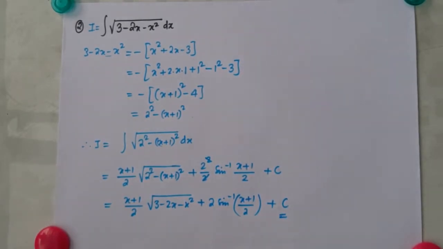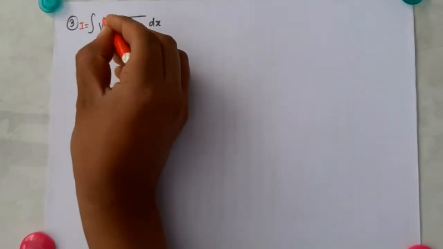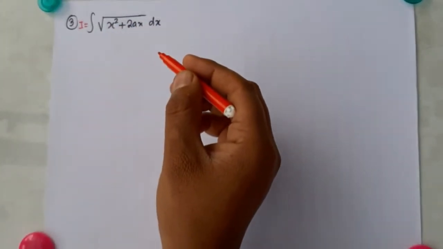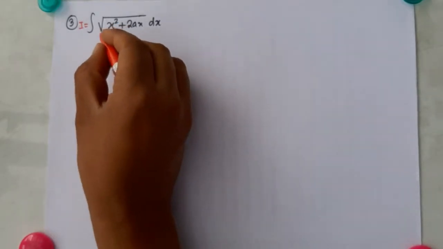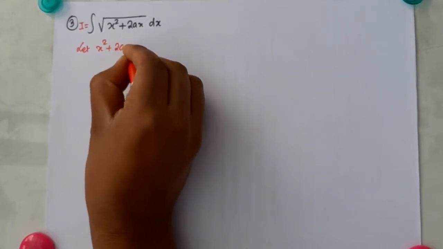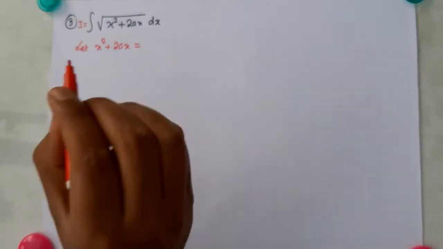So pause the video and note it down. Now let's observe this one. So again, let me call this integral I. Okay, so which category does this fall under? This falls again under type A kind of problem. So we have to express x square plus 2ax in the form of sum or difference of two perfect squares.